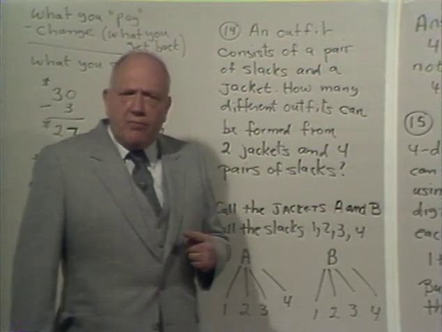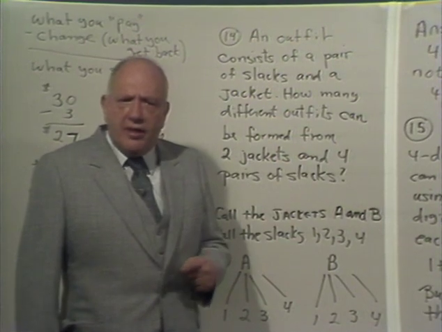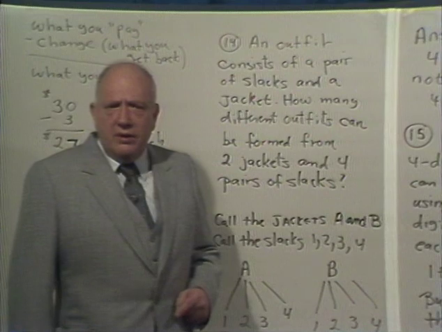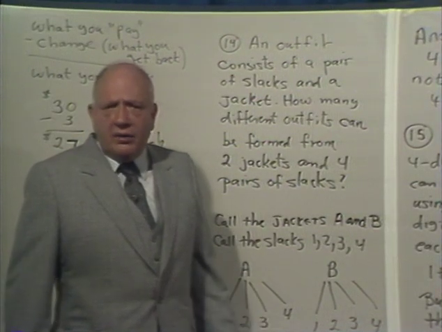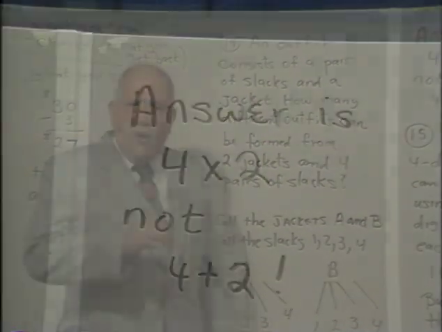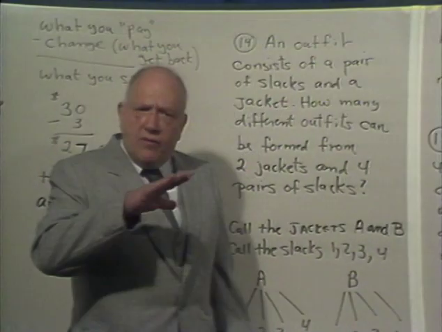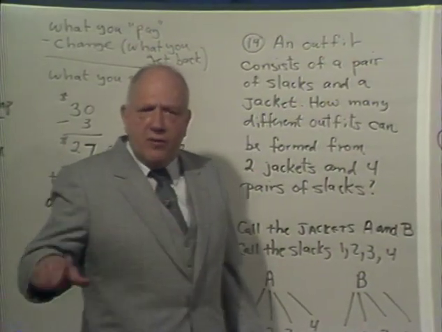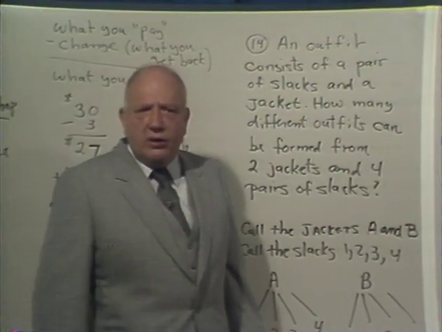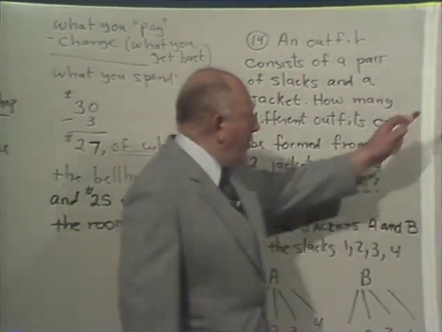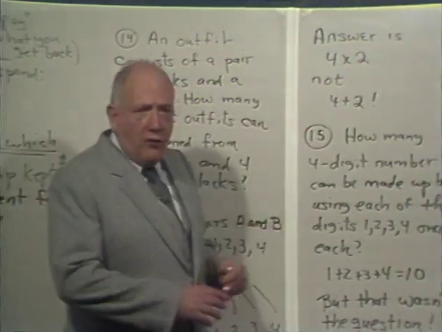You see, in this particular problem, even though 4 plus 2 is 6, the correct answer is what? 4 times 2. Why? Because that's the way it comes out. See, any one of the 4 pairs of slacks can be matched with any one of the 2 jackets. That's like the distributive property. See, each of the 4 pairs of pants distributes with each of the jackets to give you a total of 8 combinations. And what's nice here is that you can count them. So the answer is 4 times 2, not 4 plus 2.